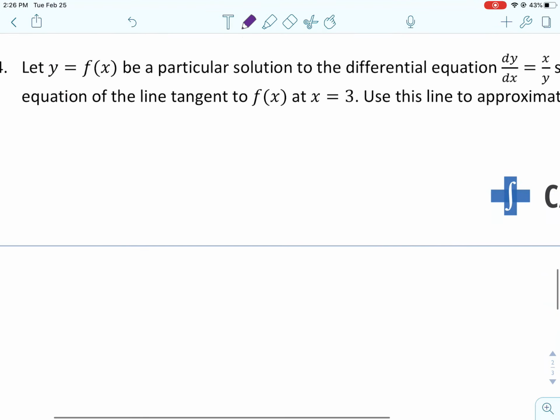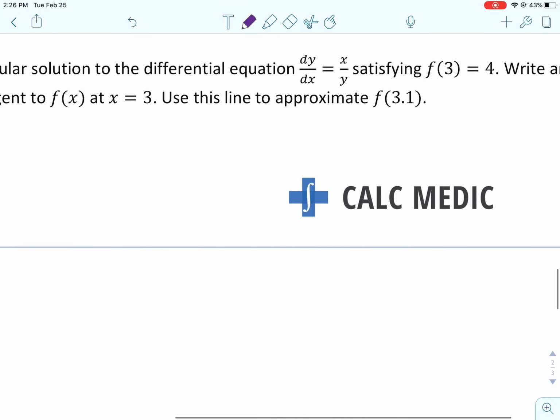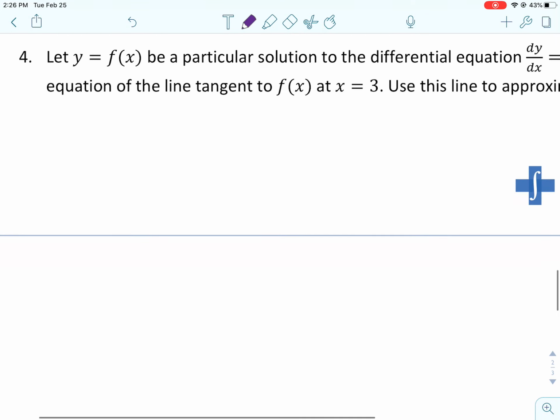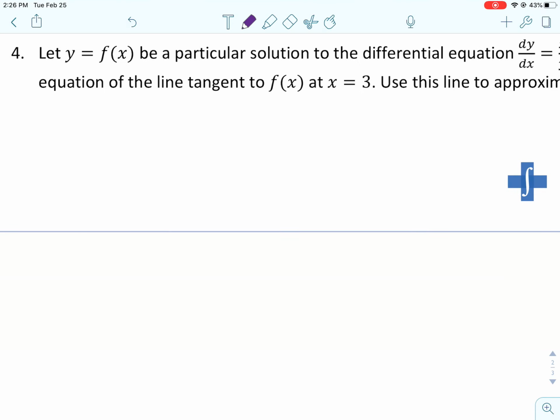Okay, and then last one. This is a good review of using tangent approximation. We're going to let y equal f of x be a particular solution to this differential equation satisfying f of 3 equals 4. We're going to write the equation of a line tangent to f of x at x equals 3. So let's just do that first.